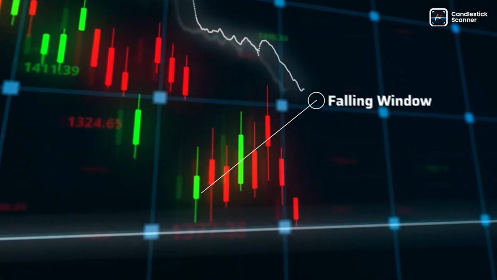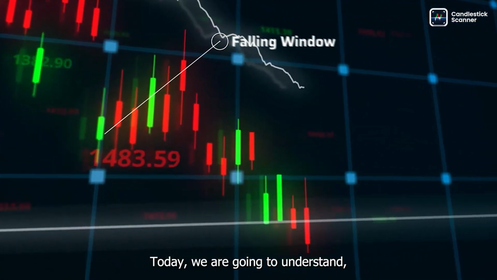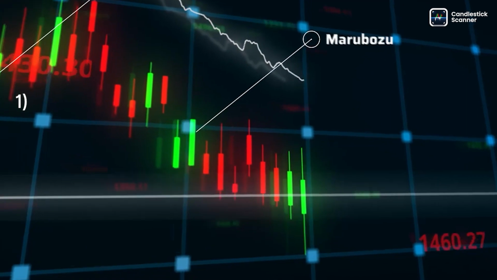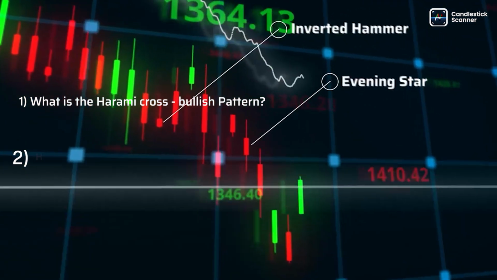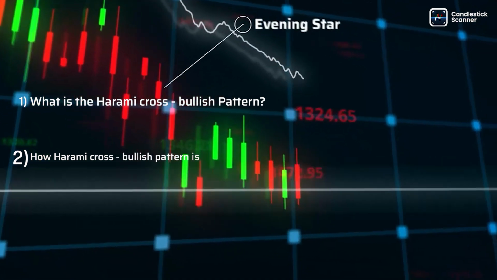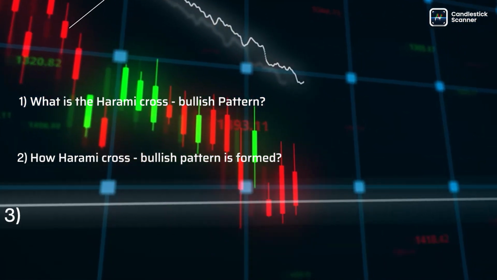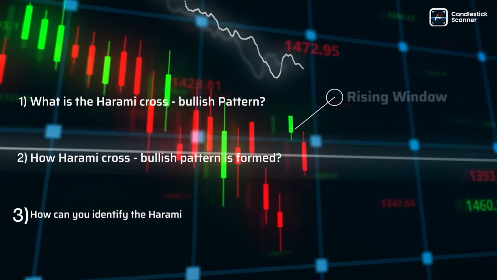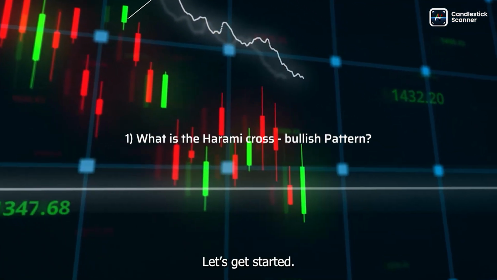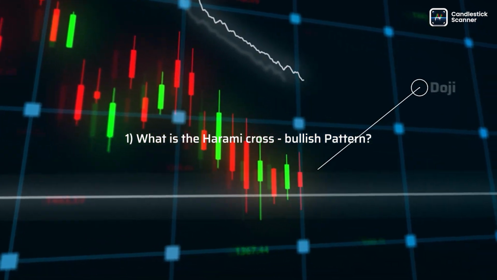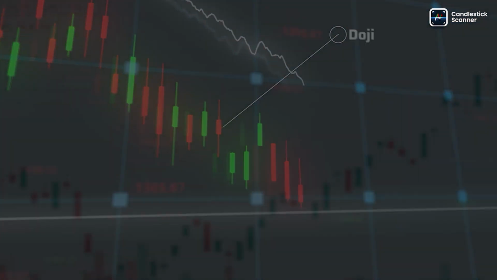Hi there. Today, we are going to understand: First, what is the Harami cross bullish pattern? Second, how is the Harami cross bullish pattern formed? And last, how can you identify the Harami cross bullish pattern in the price chart? Let's get started. What is the Harami cross bullish pattern?